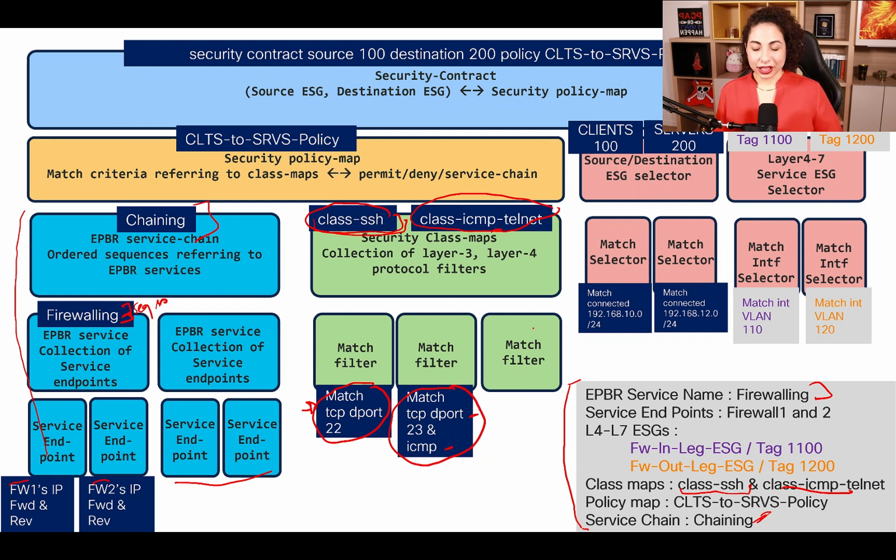Okay. Now the next step is the policy map. What the policy map does is say that if you are matching a specific class map, what do we do with the traffic? So we'll have 2 entries. We will say that for our class SSH, we will be redirecting to a service chain. And for our class ICMP Telnet, we will be simply permitting the traffic. Now you might be thinking, okay, what about the deny? We will come back to it a bit later because the way we are going to enforce our VRF will be in enforce deny mode.